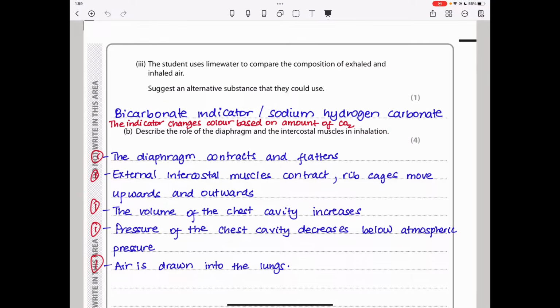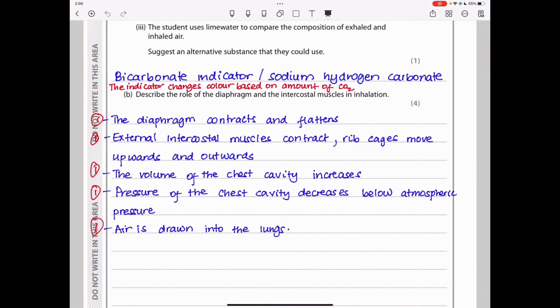The next question says, describe the role of the diaphragm and the intercostal muscles in inhalation. So talking about inhalation, the diaphragm and the intercostal muscles, when somebody is preparing to inhale, it means the lung or thoracic cavity has to increase in volume. So that means the diaphragm has to contract and flatten.